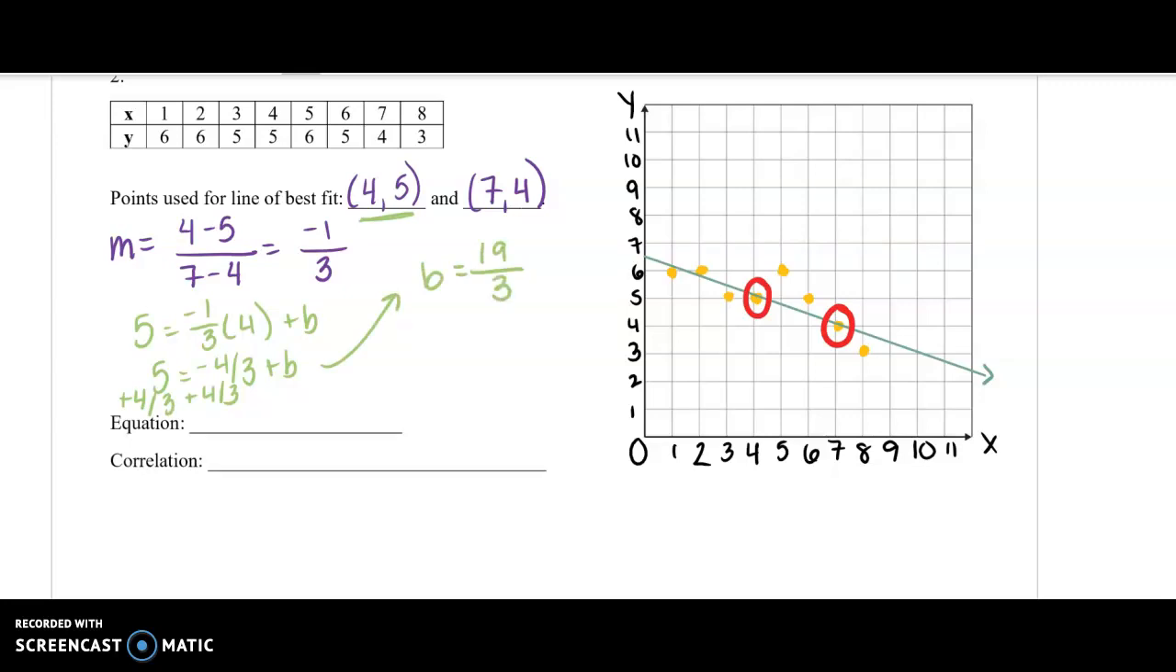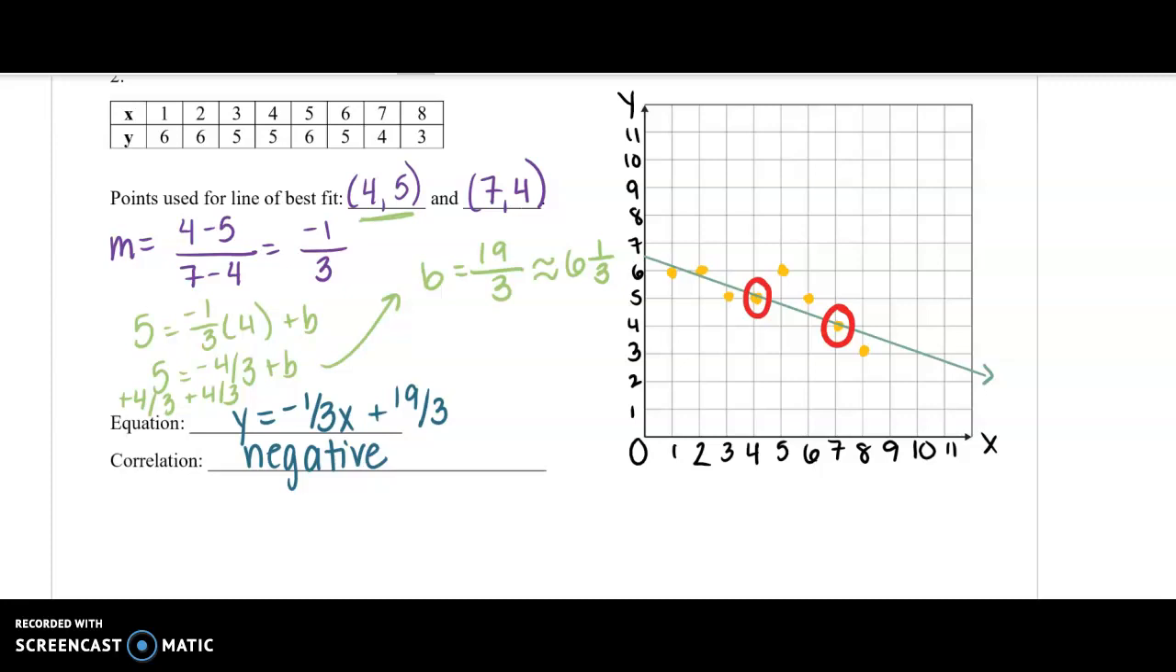So I get my y-intercept to be 19/3, which, just in case you aren't really sure exactly what that is, like 6 1/3. Okay, so I write the equation of my line. y is equal to negative 1/3 x, negative 1/3 is my slope, plus 19/3 or 6 1/3. It should make sense that my slope was negative because if you look at my correlation, it is negative. It is going down.